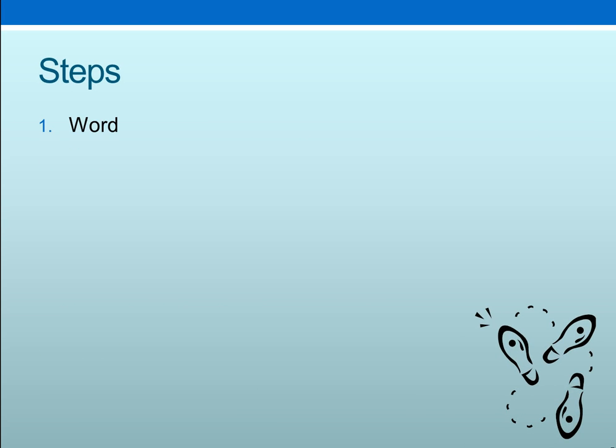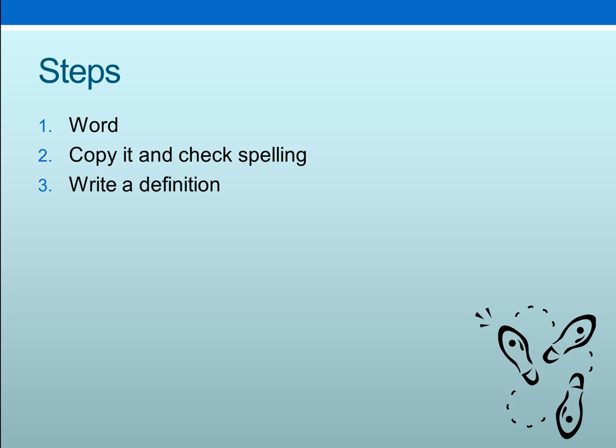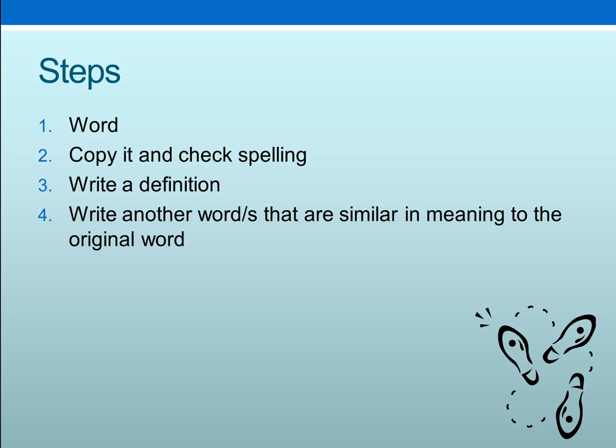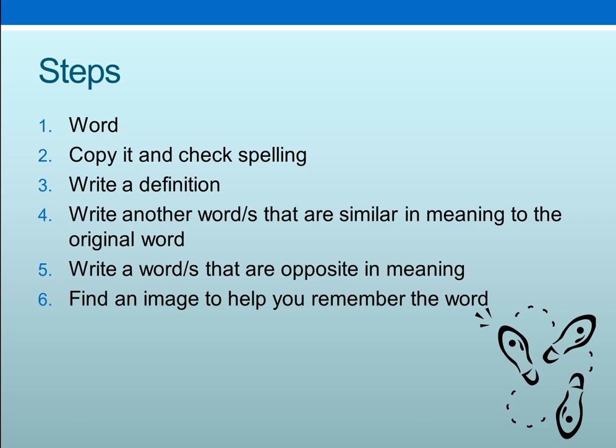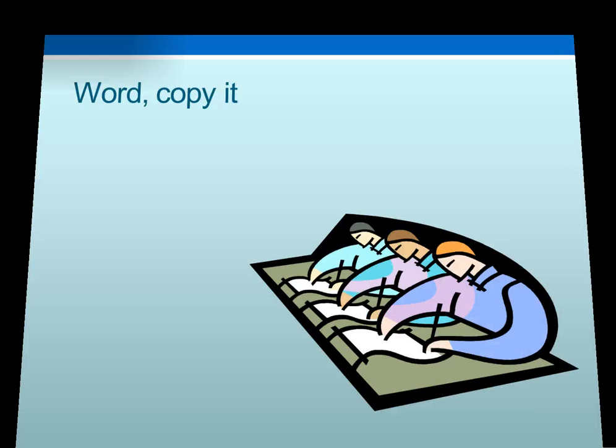So here we go, here are the steps. Firstly is the word. Then you've got to copy it and check your spelling. Again, please check your spelling. Then you need to write a definition. Then you write another word or words that are similar in meaning to the original word, which is your synonym. Then you write a word or words that are opposite in meaning, which is the antonym. And then finally, find an image to help you remember the word. That image could be a diagram, it could be an actual image of the word, or it could be some visual representation of how you think that word looks, or that character looks, or whatever it actually happens to be.